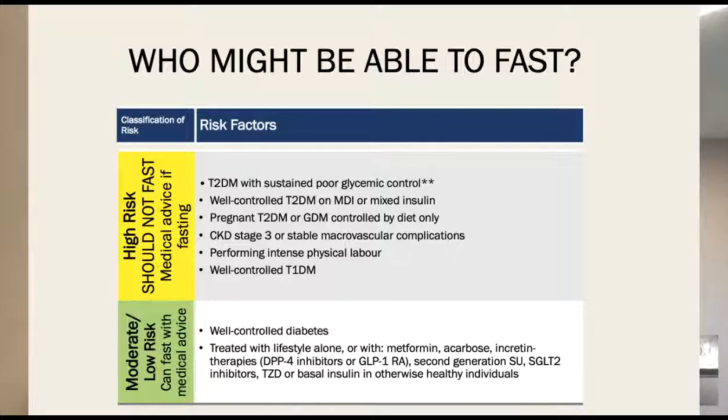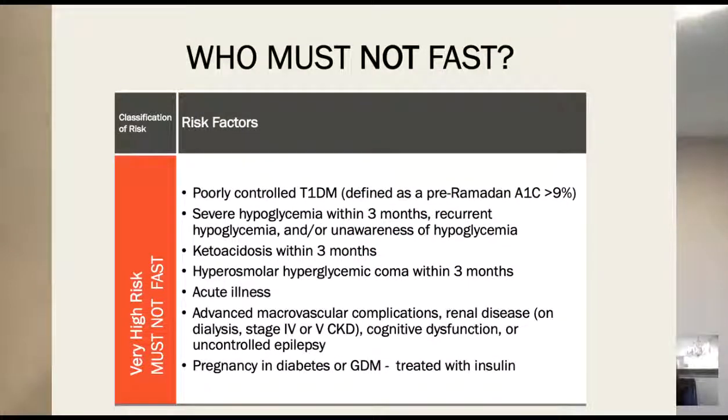And then there's also the category of people who are kind of the red zone and who absolutely should not fast. And these are people who have poorly controlled type 1 diabetes, so an A1C 8.5 or 9% or higher. That's severe, really high. Yeah, really hope you're seeing your doctor anyways.